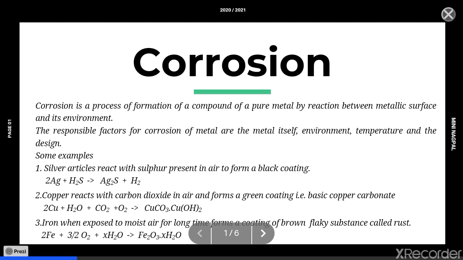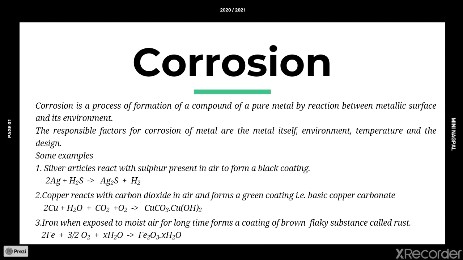Iron, when exposed to moisture, forms a flaky substance on its surface which is called rust and which is ferric oxide. Now, students, there's a very interesting fact about it. Corrosion is never beneficial, but in certain cases, it is seen that corrosion is beneficial also. For example, in aluminium and zinc, the corrosion is beneficial.